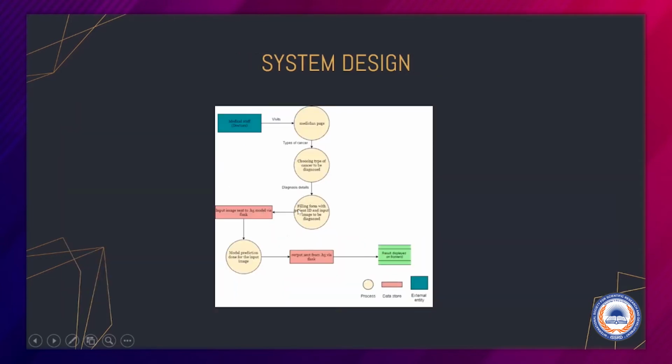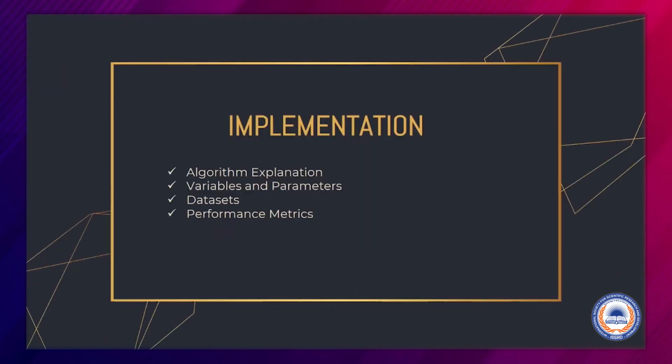So this is a typical data flow diagram, where a medical staff member comes in, logs into a page, and chooses the type of cancer to be diagnosed, because there are 3 types of diagnosis the doctor can make using this system. Then the doctor enters the patient-related information and uploads the image, and once the image is uploaded, it will be checked by our model, and immediately the result will come.